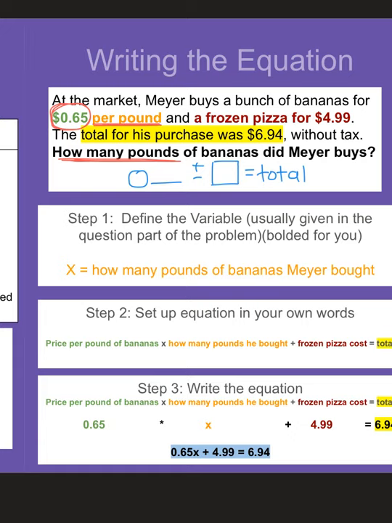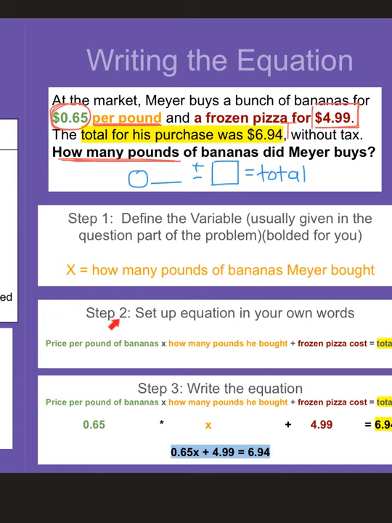Then we just buy a frozen pizza for $4.99. Since I'm just buying one single pizza, that's going to be my constant, because the constant is what happens once. And then this will be my T, I'll put a T for total. I identified my variable based off of the question, how many pounds. So X is going to be my pounds of bananas.